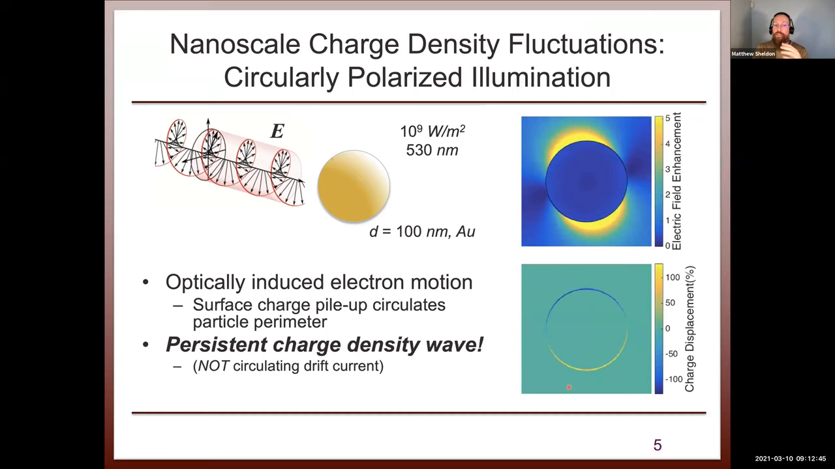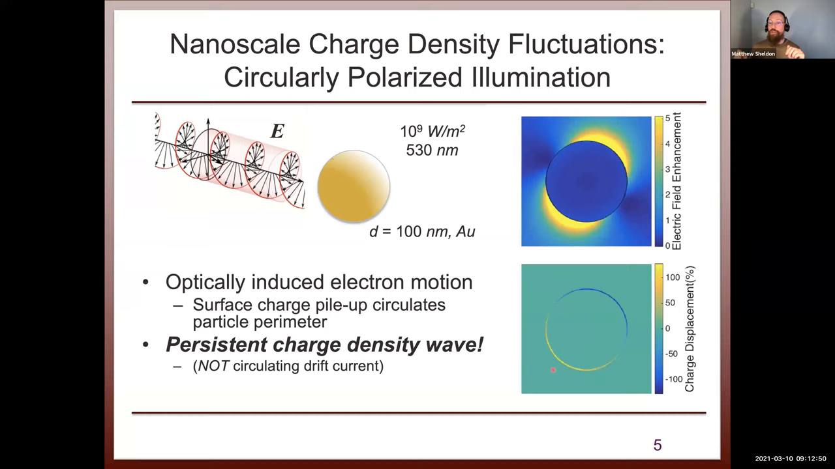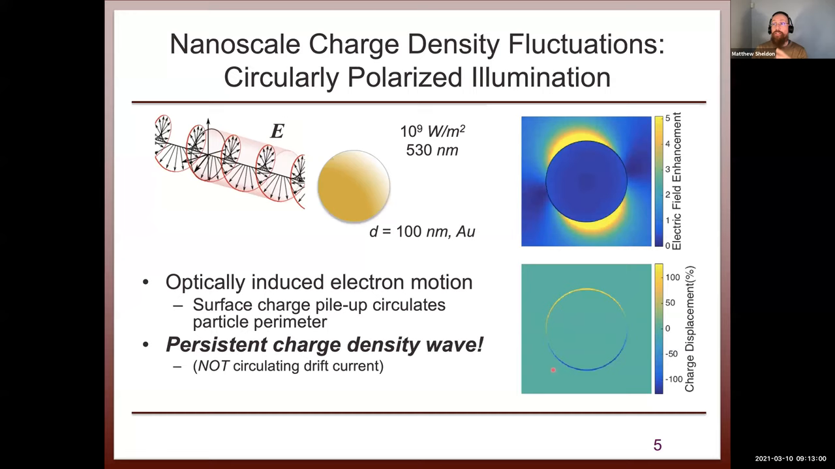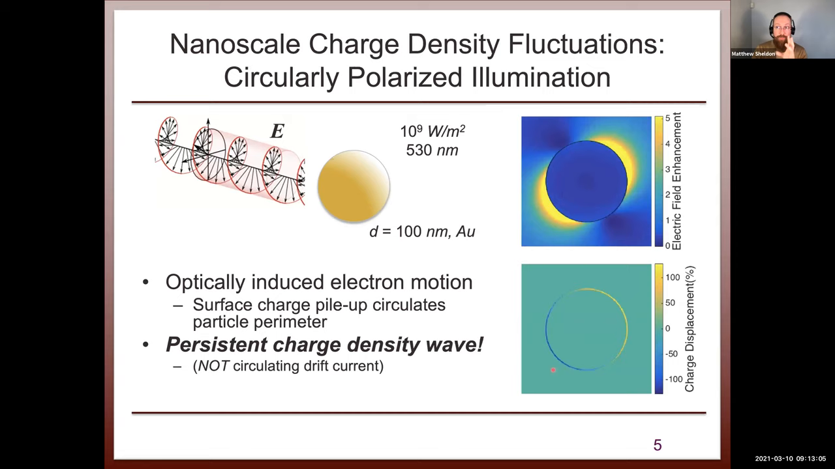This is not a drift current, I want to emphasize, but this is still sort of like a wave that's circulating the pool with a very high carrier density that's moving in circles. And so we became interested to know, hey, this is a really interesting fundamental way you're modifying the electronic transport, the electronic behavior on the nanoscale in the system. Are there cool consequences? Can we measure this charge density wave, these circulating currents experimentally?